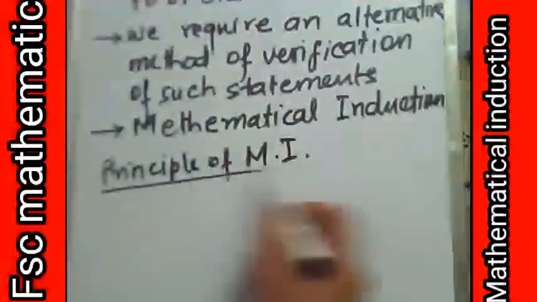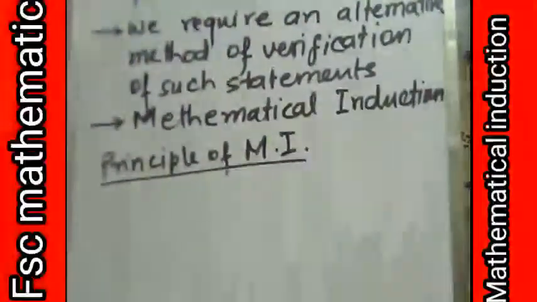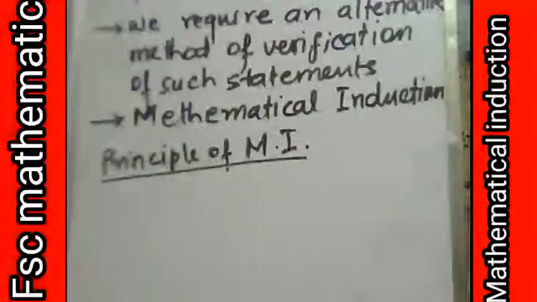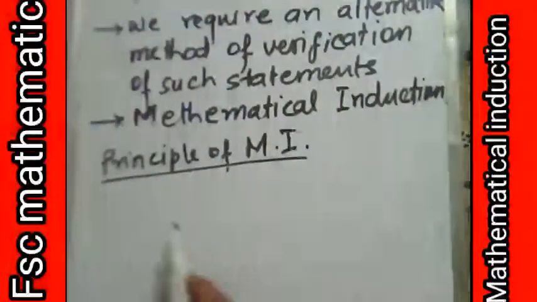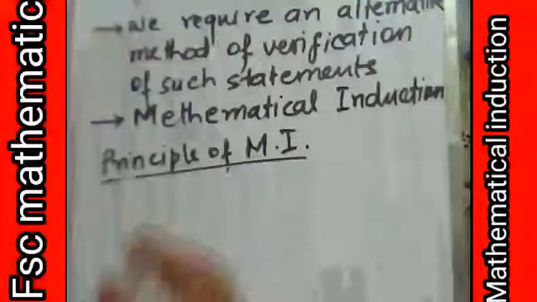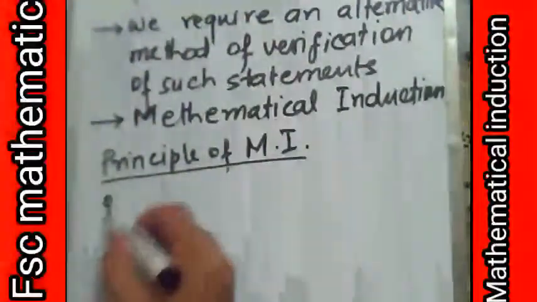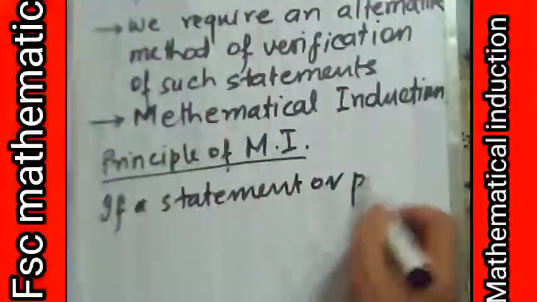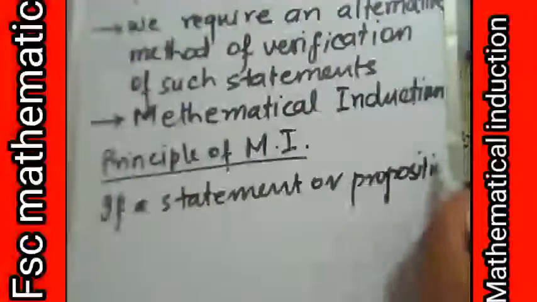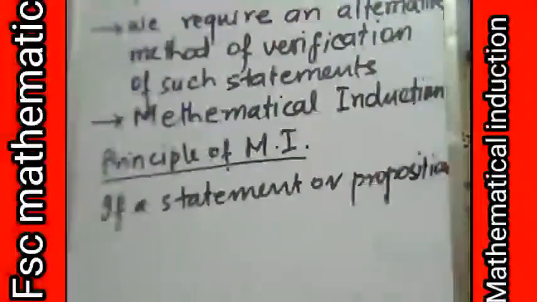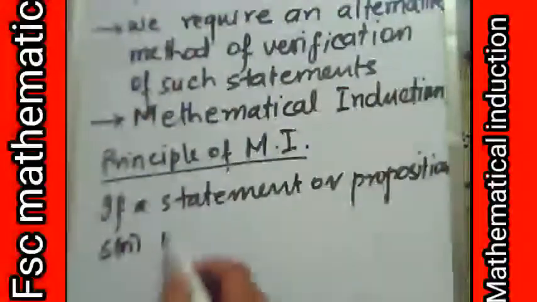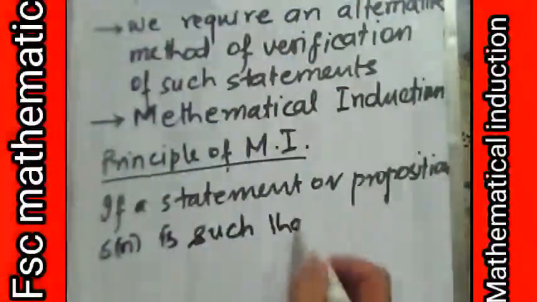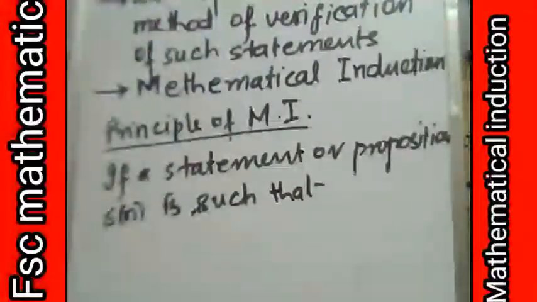What is the principle of mathematical induction? Mathematical induction talks about formulas or statements. They are denoted by Sn. So the principle is, if a statement or proposition, you know that mathematics is a subject of symbols, so a statement or proposition is denoted by Sn, and that statement is of the type, what type?